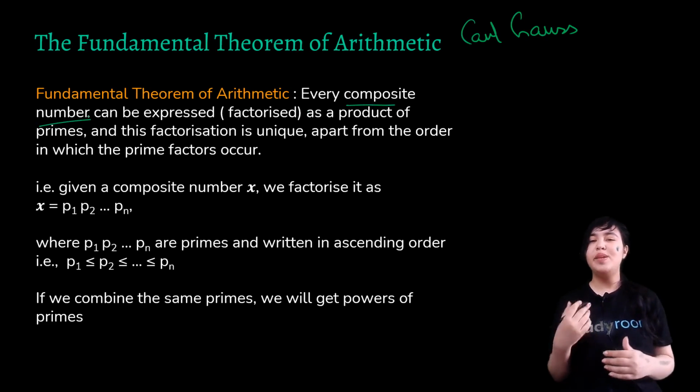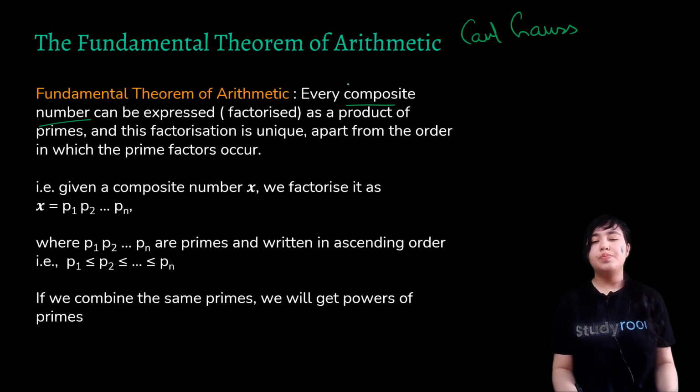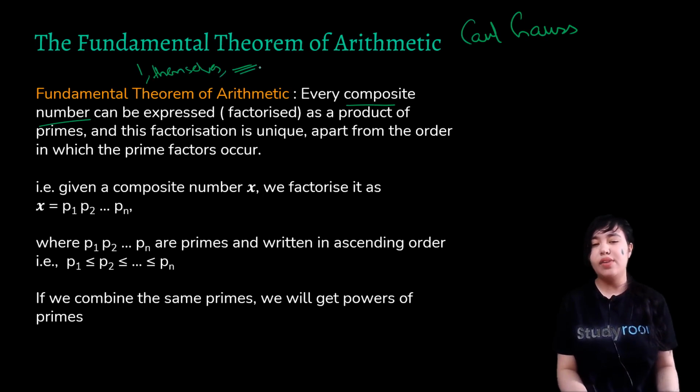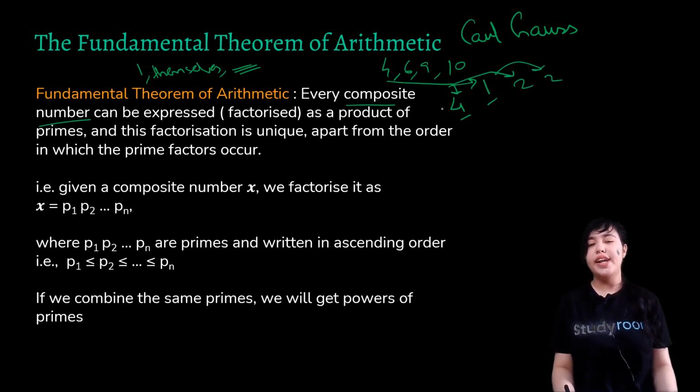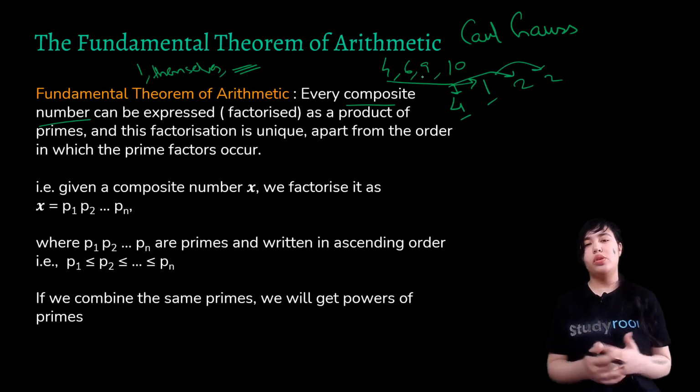Now composite numbers are the complete opposite of your prime numbers. Prime numbers are those which can only be divided by 1 or by themselves. Composite numbers are those which can have factors other than 1 and themselves. They can have other factors as well. For example, 4, 6, 9, 10 are all composite numbers. Why? Because 4 can have a factor of 4 and a factor of 1, but apart from being divided by itself or by 1, it has other factors as well, which is 2 and 2. Similarly, 6 can be divided by 6 and 1, but also by 2 and 3.